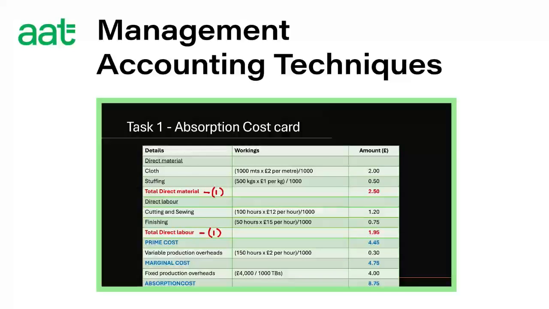So if you get your prime cost wrong, but then your marginal cost is right, you will pick up full marks for marginal cost. Maybe when you added things up, you just put the wrong figure in for prime cost. But because it's computer marked, the computer will take your prime cost, whatever you've put there, and once you've added the variable production overheads to it, it will give you full marks for your marginal cost and your absorption cost, irrespective of what you put as your prime cost figure. Of course, you won't pick up the marks for your prime cost, but you will pick up method marks for marginal cost and absorption cost being correct.